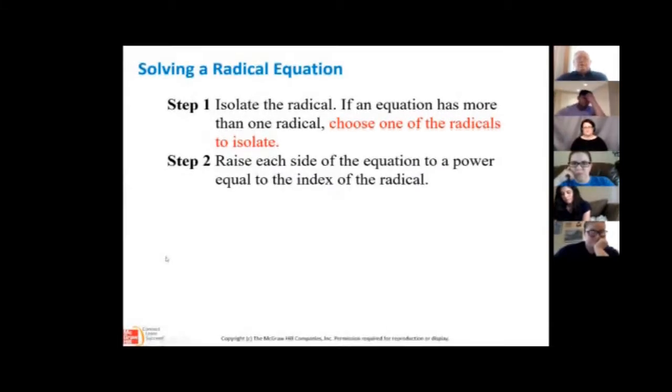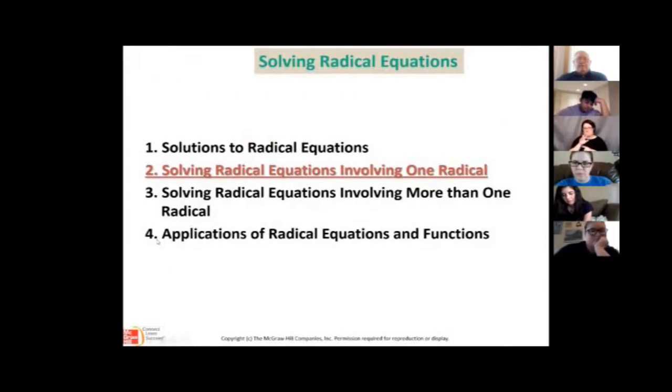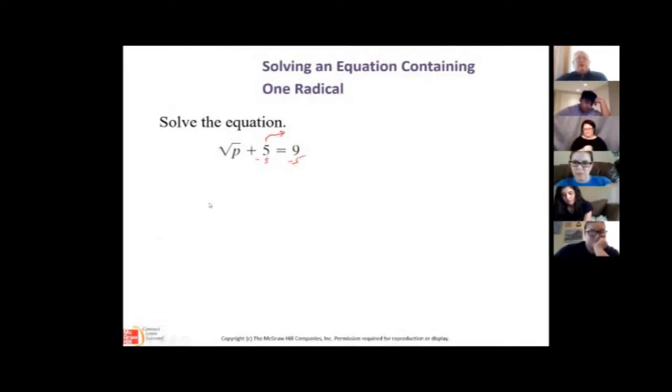If an equation has more than one radical, you isolate one of the radicals. I usually try to put it on the left side, and then you raise both sides to a power matching the root. So, in this case, the first thing we want to do is isolate this radical. Move the 5 to the other side.